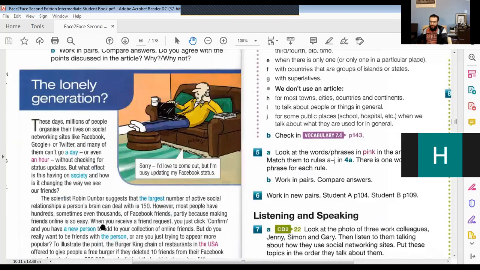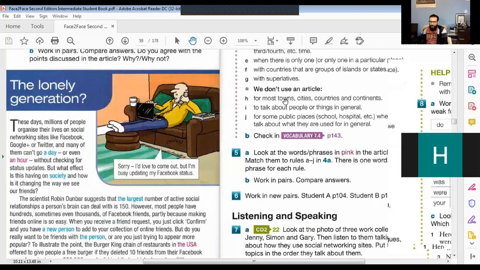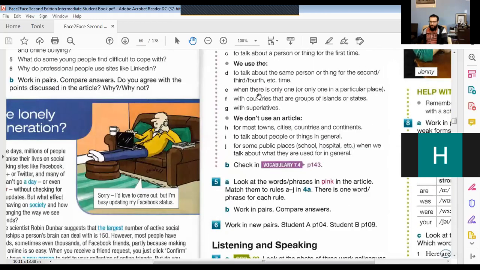Let's take a look at the second one. So we have the person. The person means the person mentioned before. Yes, the second time. The second time, this is D, right? Yeah. So we're talking about the same thing or the same person, but for a second or a third or a fourth time, we start using the. We don't use a or an anymore. Correct. So we found G and we found D. We still have E and F.